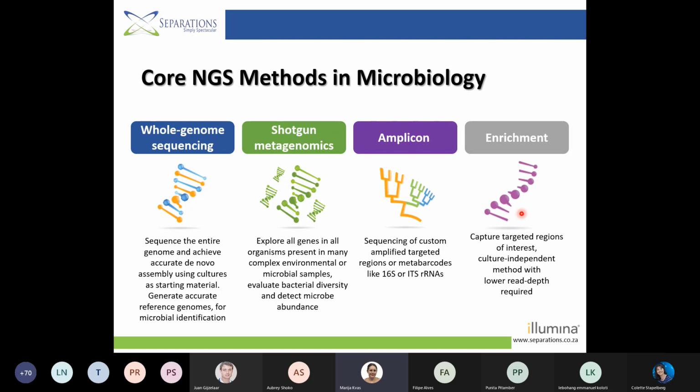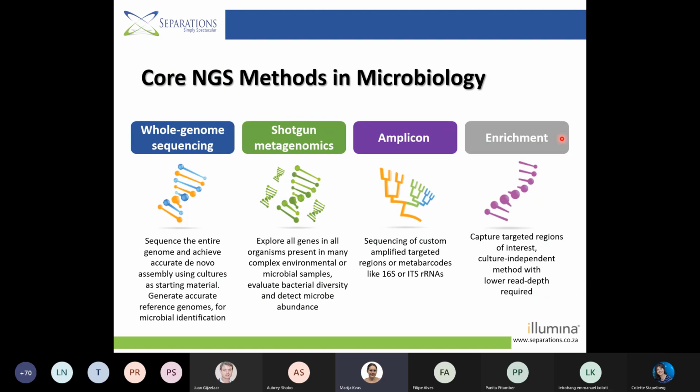And then we have an enrichment method, where we are designing probes, and with those probes we are capturing the regions that we are interested in. So we have a specific target that we are looking into. It can be specific genes that we are interested in, or it can be that we are looking at many different pathogens at the same time.